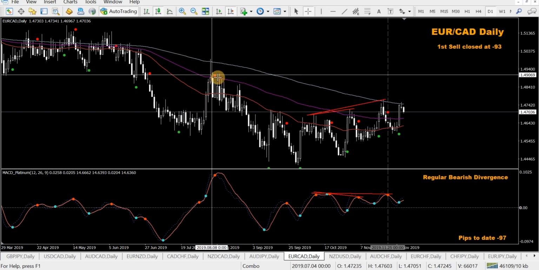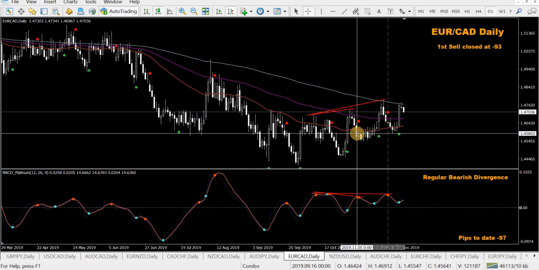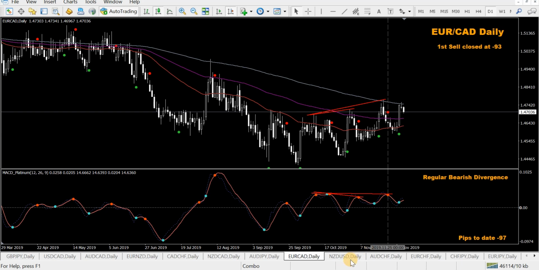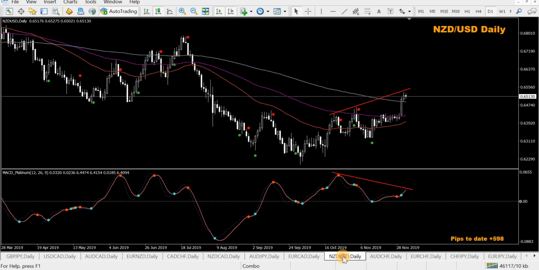And really, other than that, maybe that one there, it's been nothing for months. New Zealand USD. Nothing going at the moment, made a few pips.